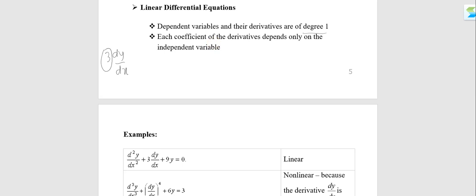Each coefficient of the derivative depends only on the independent variable. What does this sentence mean? It means that there is no product. Product is the multiplication, right? So no product of the dependent variable and its derivative.